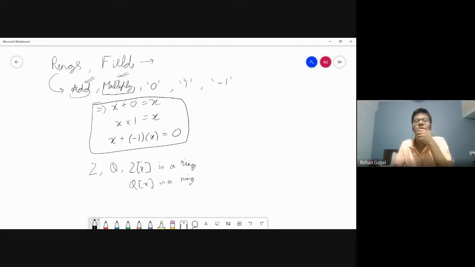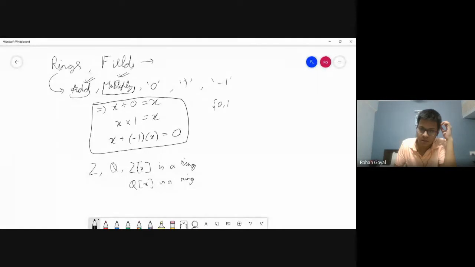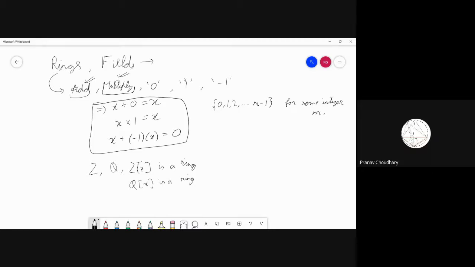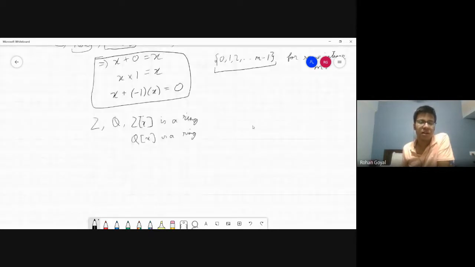Okay, so do you see why this is a ring? Take 0, 1, 2, up to m minus 1 for any integer m. How can we define it to be a ring? Mod m. Perfect. This is a ring mod n. You can add, multiply, and all. So the rings we'll be looking at are commutative rings.